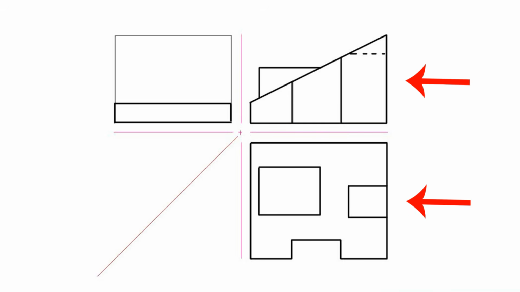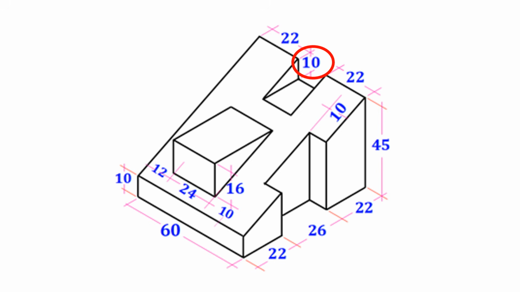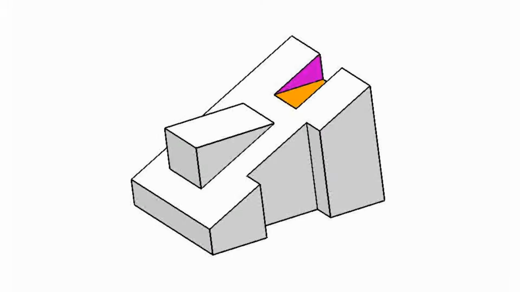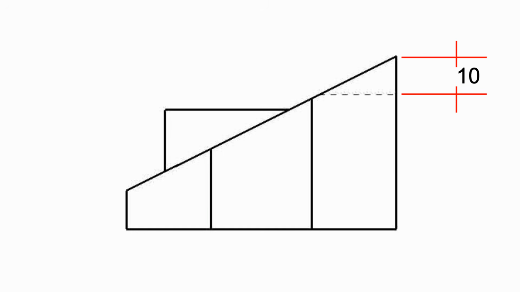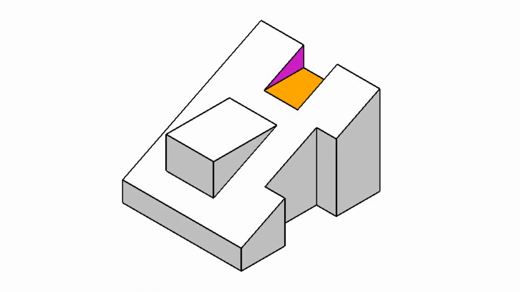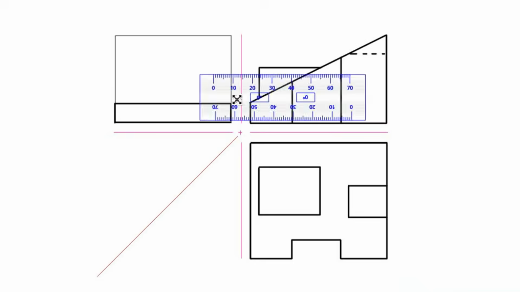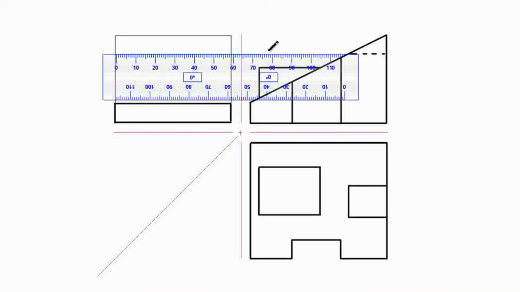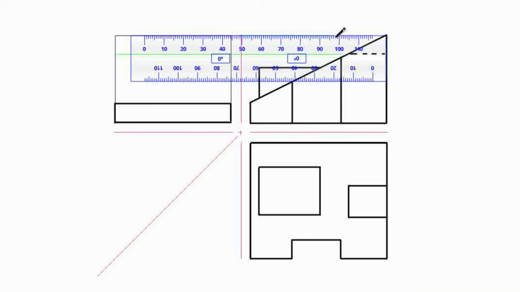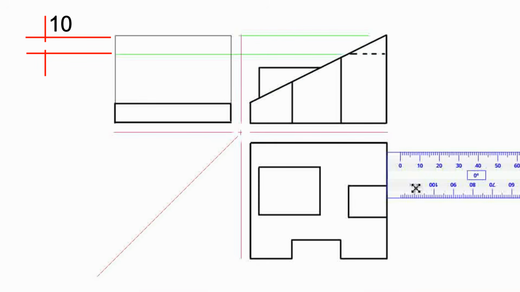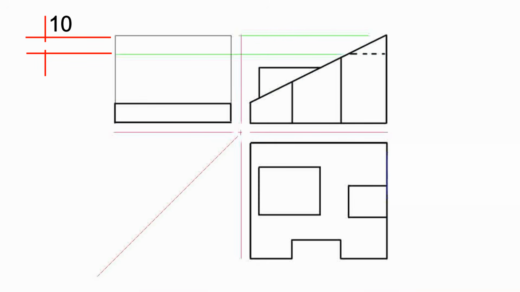First, we need the height information. The height comes from the z-axis, which is shown in the front view. So, we project 2 horizontal lines from the front view into the side view area. These 2 lines give us the height boundary for the hole, which is 10 units.